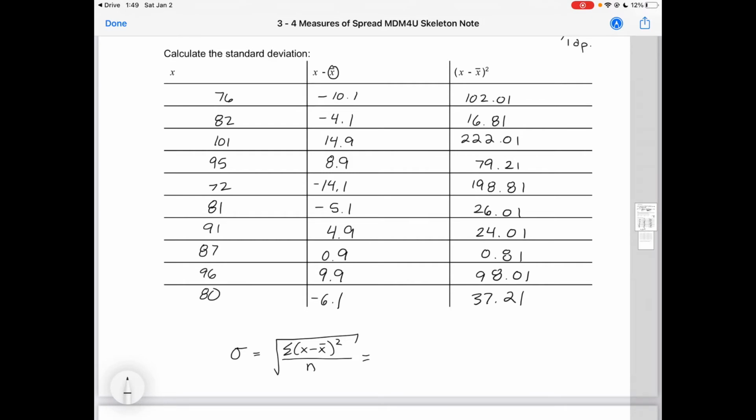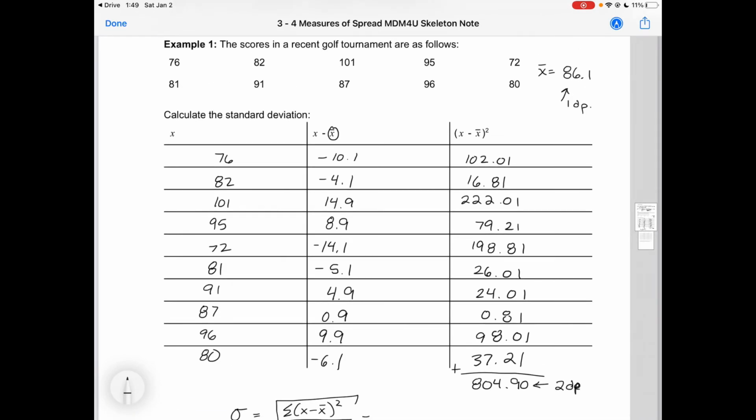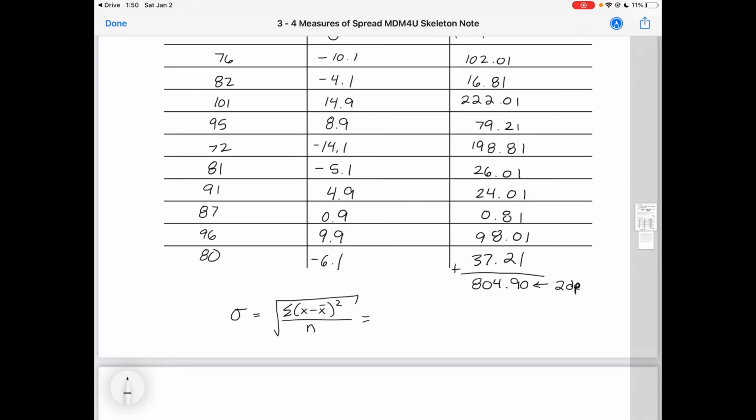So what we need to do to get our numerator is add this third column together to get the sum. Here we should get 804.9. This works out exactly to 1 decimal place, but for accuracy, you're going to keep this one to 2 decimal places if you had another number after that 9. The average, or the mean, is 1 decimal place. The sum of the squares of the deviations is 2 decimal places.